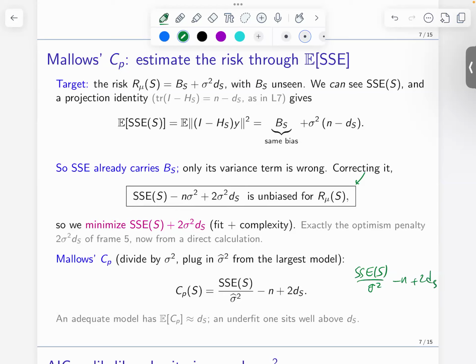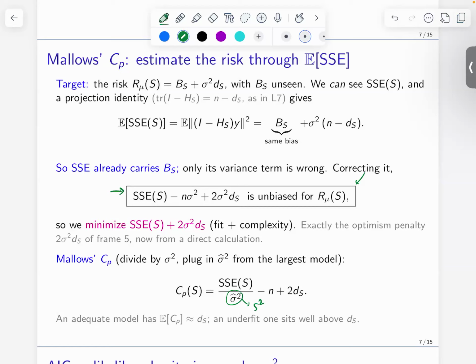Let's not do this. If I divide by sigma squared and actually plug in sigma squared hat, this gives me a criteria which people call Mallow's CP. Okay, a very classical criteria. It's basically equivalent to this unbiased estimator of the risk if you knew sigma squared. If you don't, it's a little bit of a caveat.